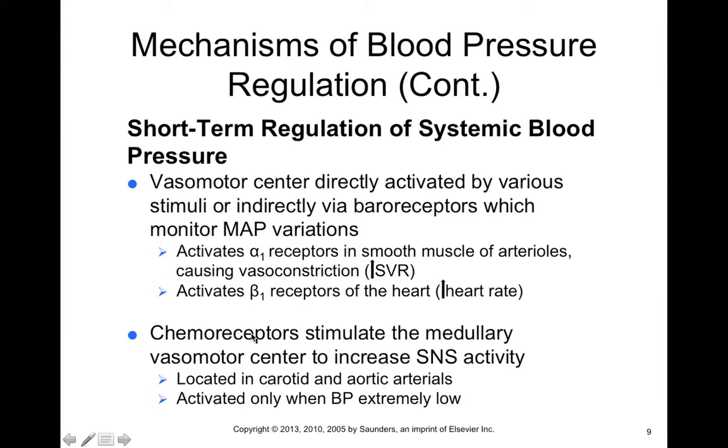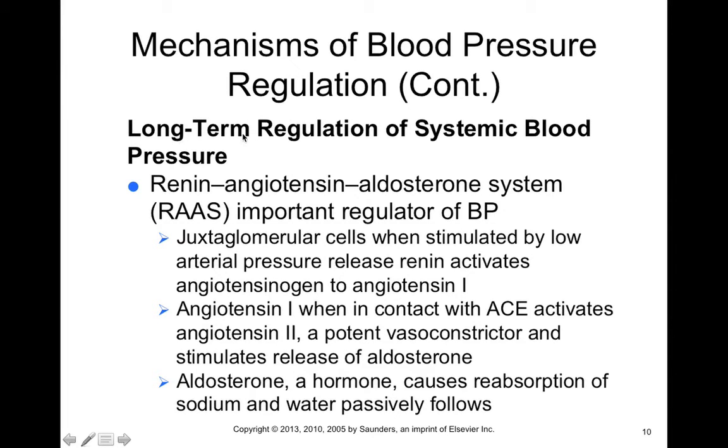Now, under more extreme circumstances, chemoreceptors in the medullary vasomotor center can lead to an increase in sympathetic nervous system activity, and this is only going to be activated when blood pressure is extremely low. Otherwise, long-term regulation of systemic blood pressure involves our renin-angiotensin-aldosterone system, or RAAS. Now, the renin-angiotensin-aldosterone system is a system of hormonal communication between your kidneys, lungs, and blood vessels of your body, as well as back to the kidneys and adrenal glands, but we'll come back to that.